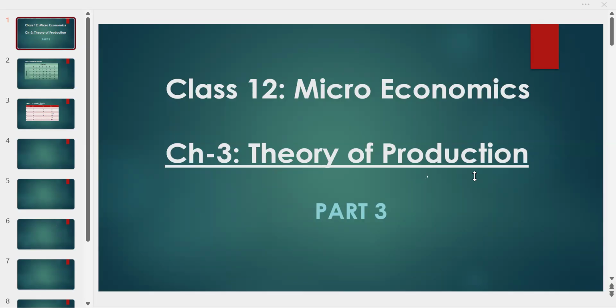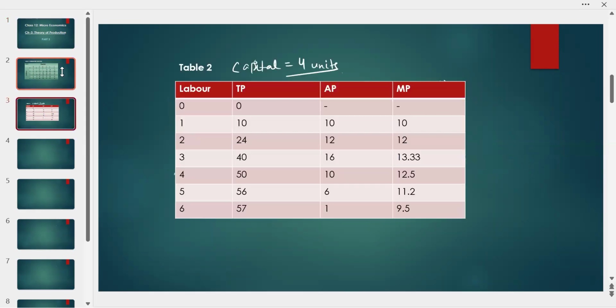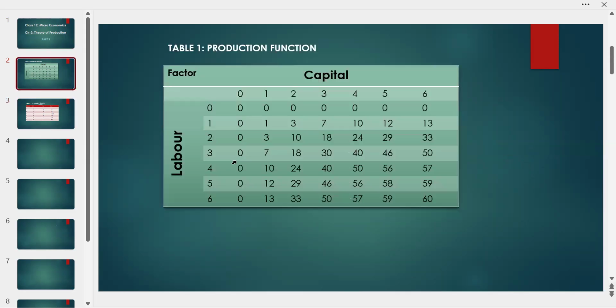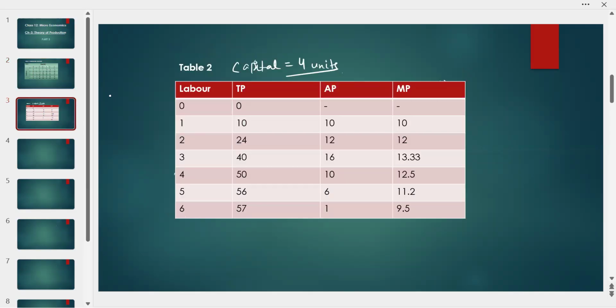So today we will continue our chapter 3, theory of production. In the last video, we discussed the total product, average product, and marginal product, and we calculated these values with the help of this production function table, where we fix the capital at 4 units, and then we see how, with the increase in employment of labor, the total product is increasing, and then we also calculate AP and MP.